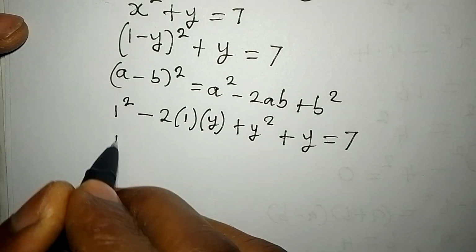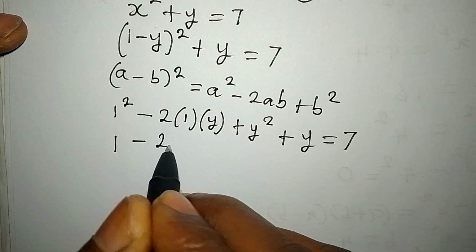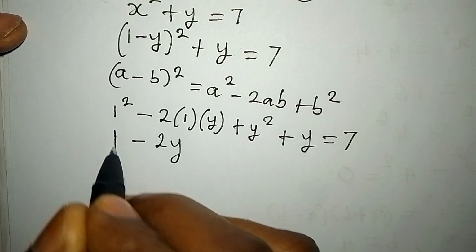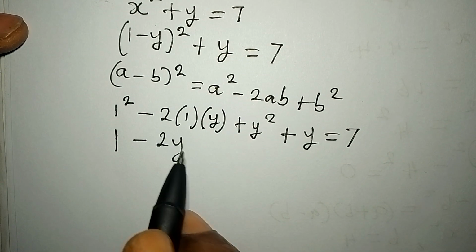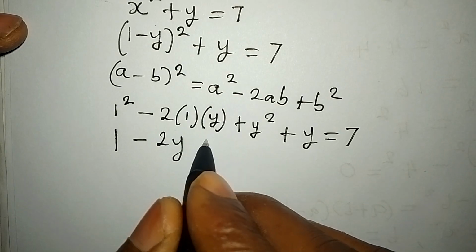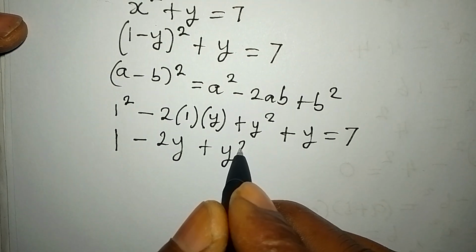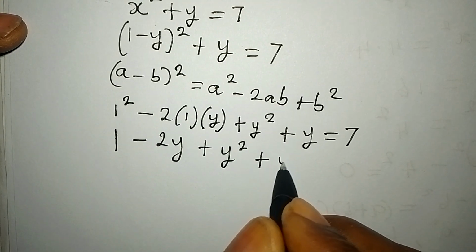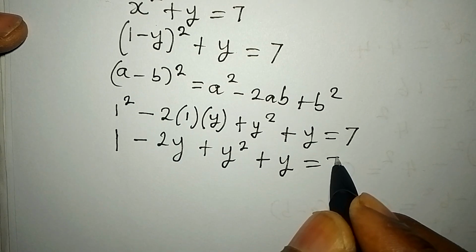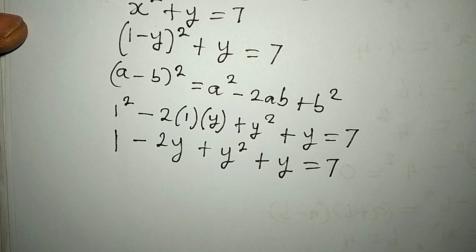1 squared is 1 minus 2y. Okay, how did I get the 2y? 2 times 1 times y is 2y. Then plus y squared, then plus y equals 7. Now, what do I do?